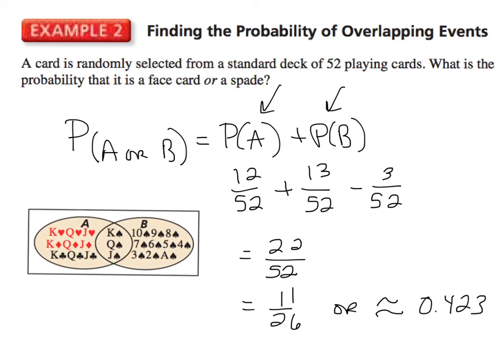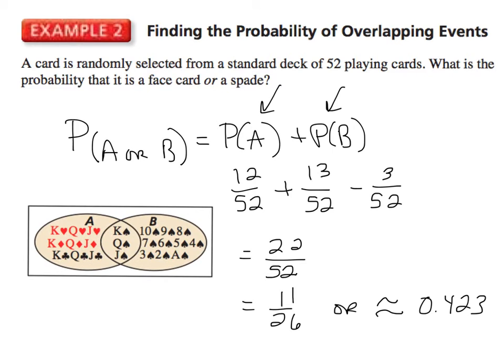If you wanted to make a diagram, you could have, and saw this. We have 12 total here. We have 13 total here. As you can see, you counted 3 of them twice, so you have to subtract the 3.